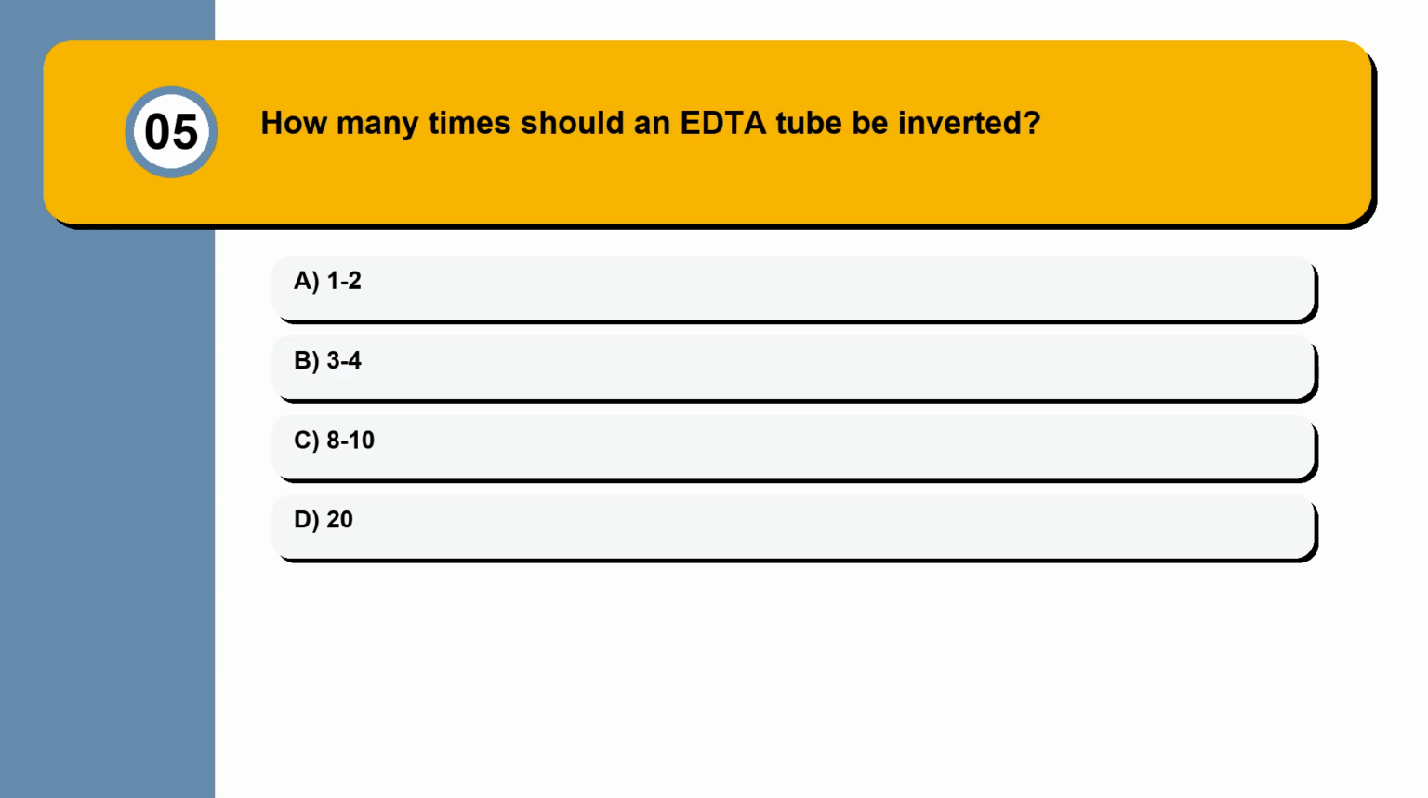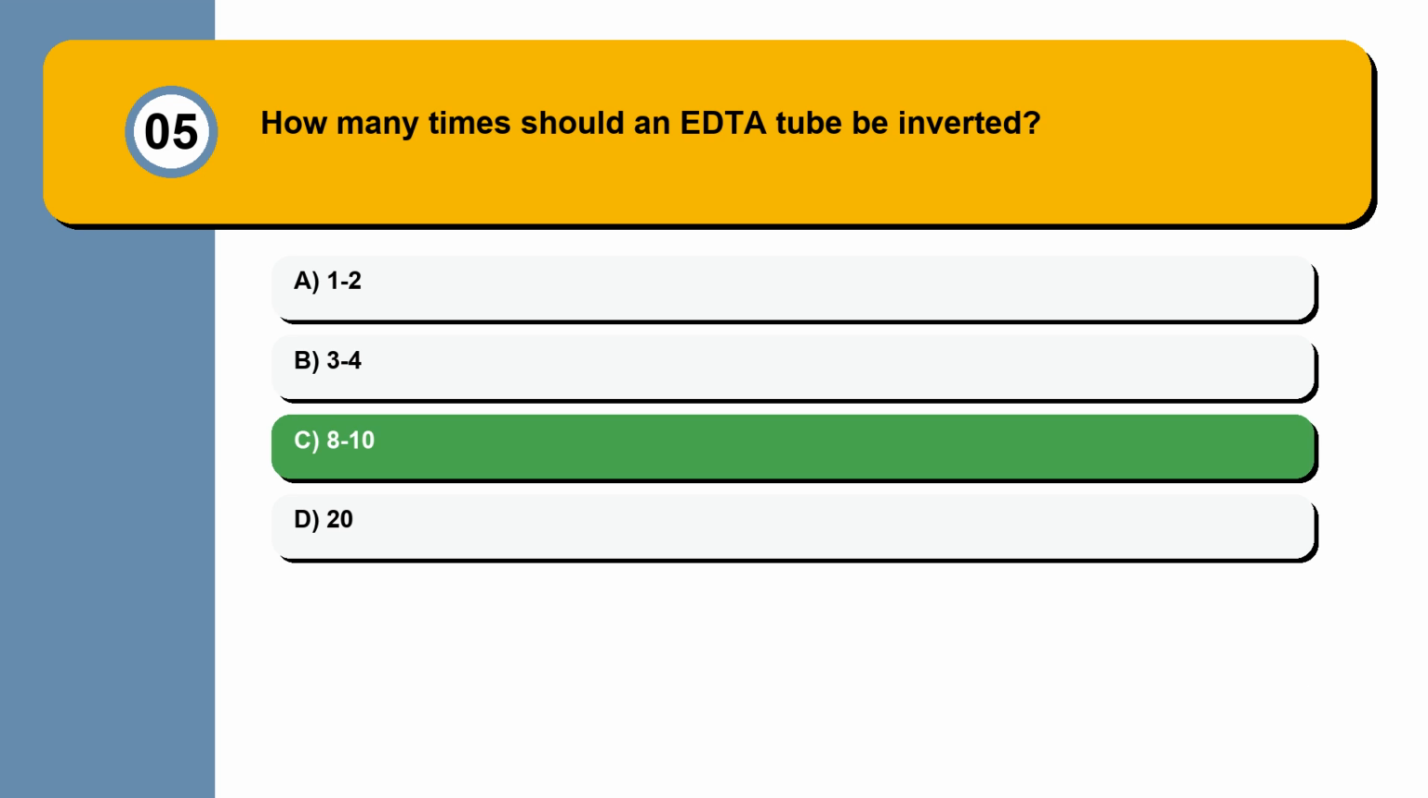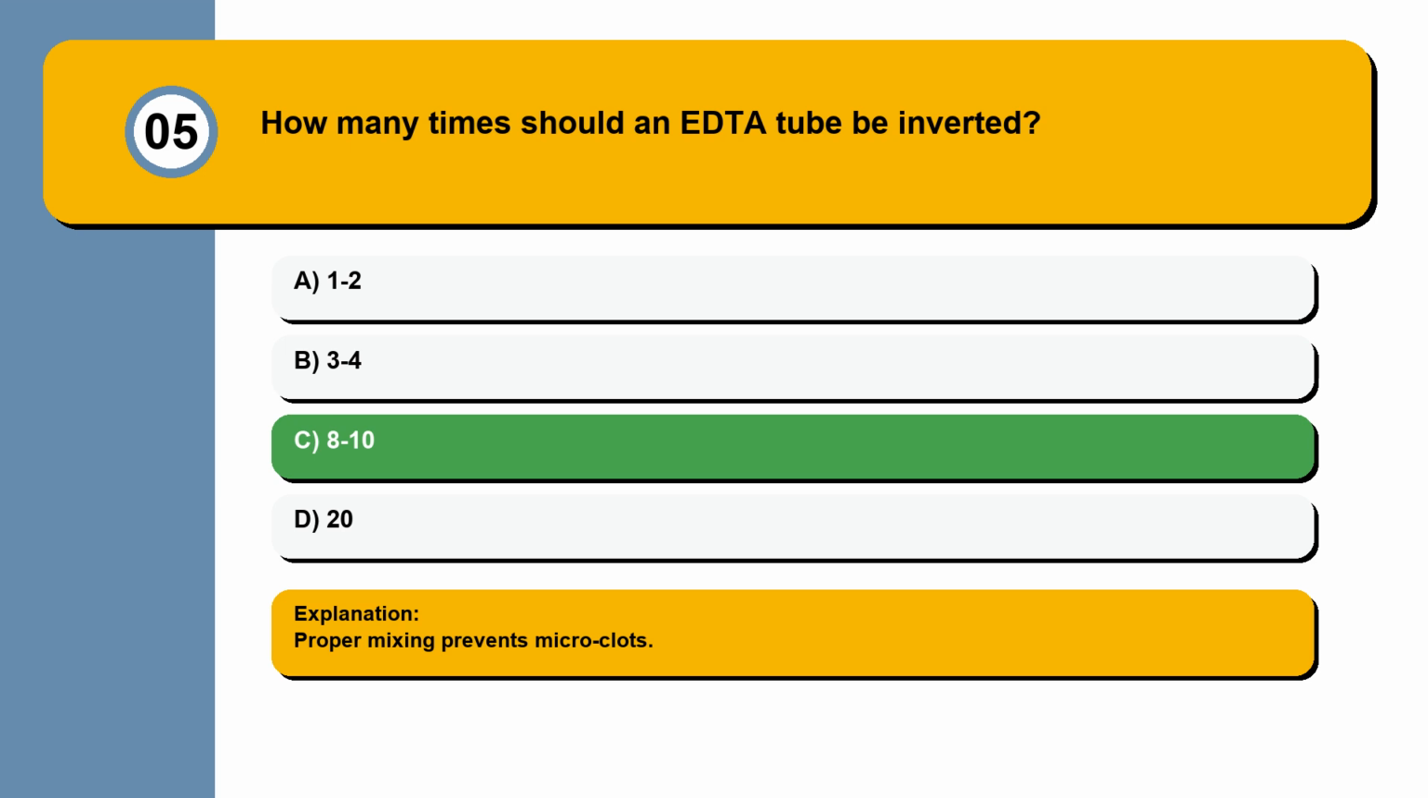Question 5. How many times should an EDTA tube be inverted? 1 to 2, 3 to 4, 8 to 10, 20. Proper mixing prevents microclots.